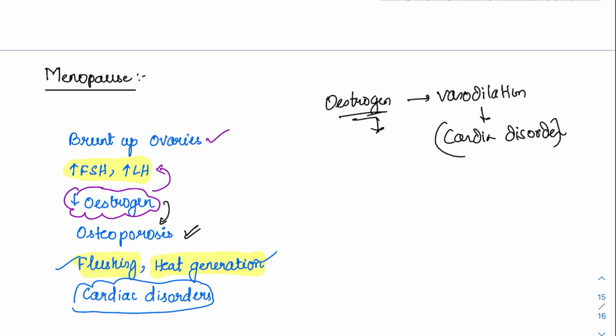So these are the events that we should know in a female reproductive cycle. This brings us to the end of reproductive physiology.